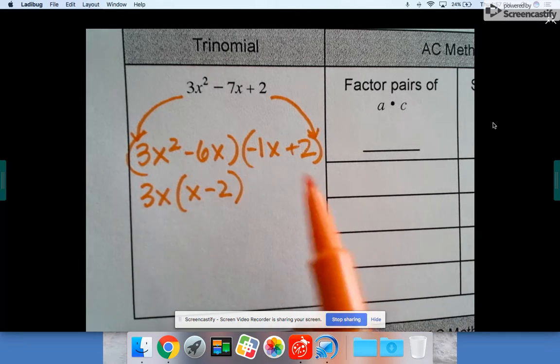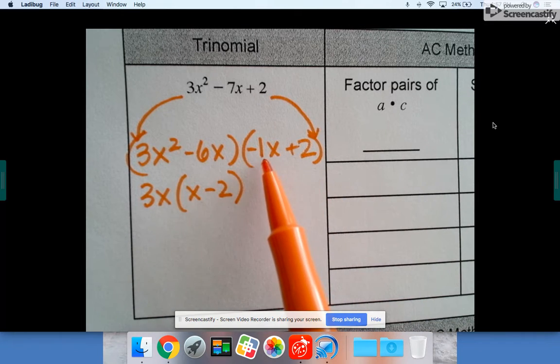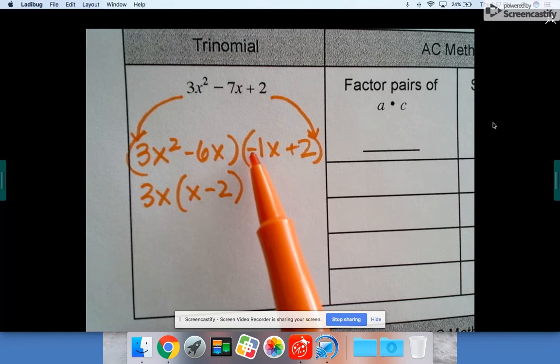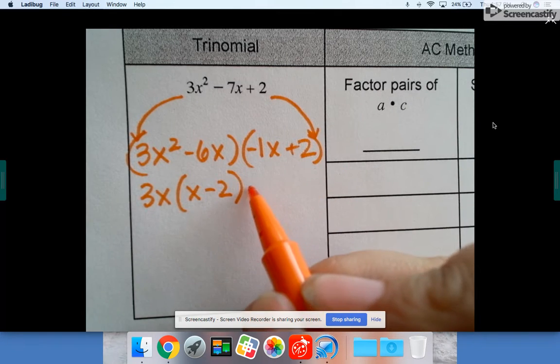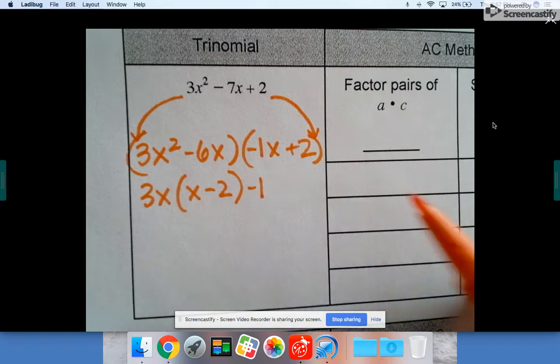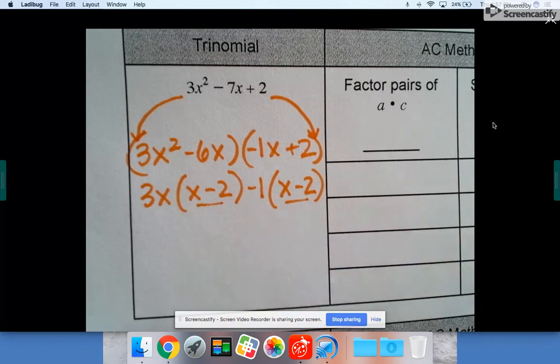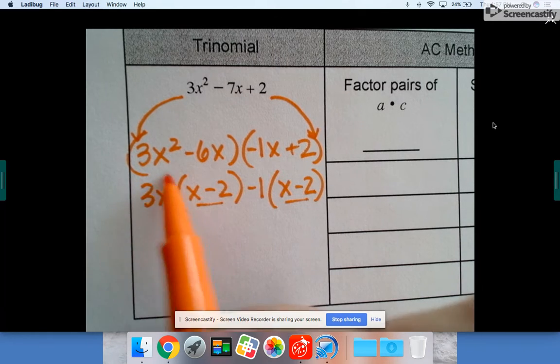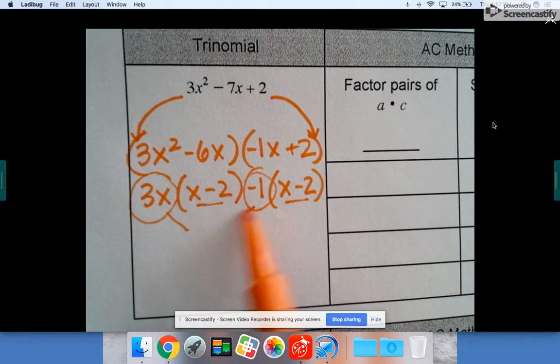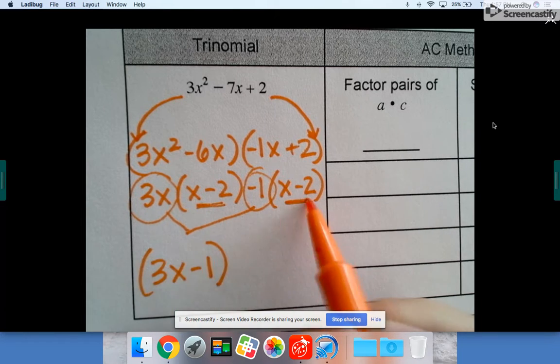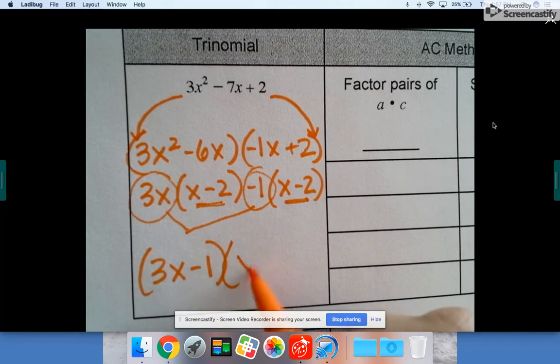Over here, anytime you have a negative in your first term, you need to pull out the negative. So I'm just going to pull out a -1. There's nothing else this has. And that would leave x minus 2. And again, you did it right if that's the same. So this is one of our terms, 3x minus 1. And the other one is the one you got as 2 of your answers, x minus 2.